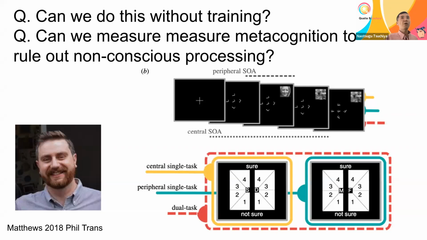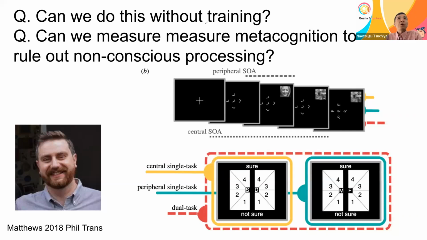And the second is, can we measure metacognition to rule out non-conscious processing? Partly because the training was really extensive in the previous study, it's possible that this animal, non-animal detection or central task performance starts to become non-conscious. And if that's the case, even if you are correct or incorrect, you may not know whether you are correct or not. And that's called a measure of metacognition. So to address these two possibilities, what Julian added to this experiment were two things.